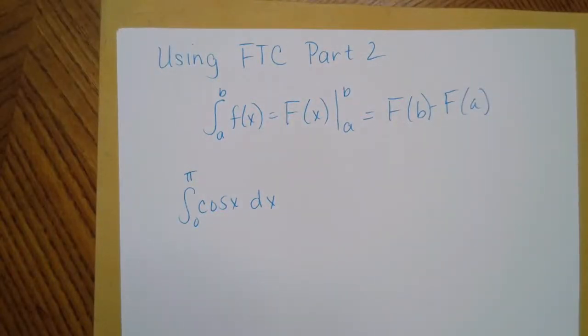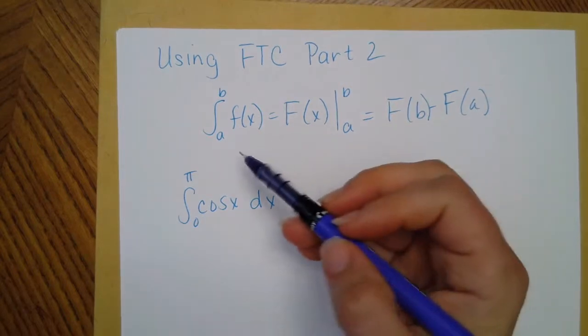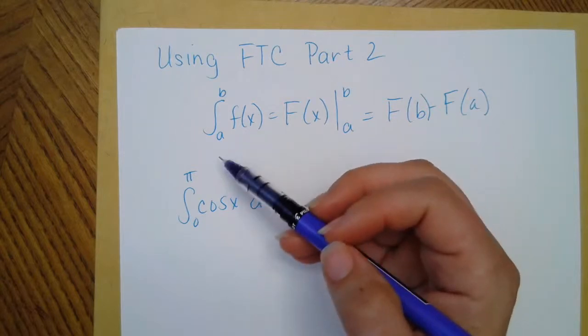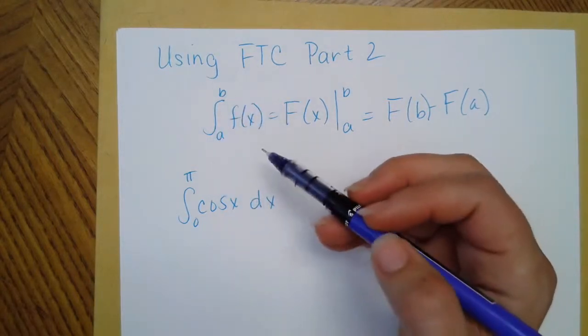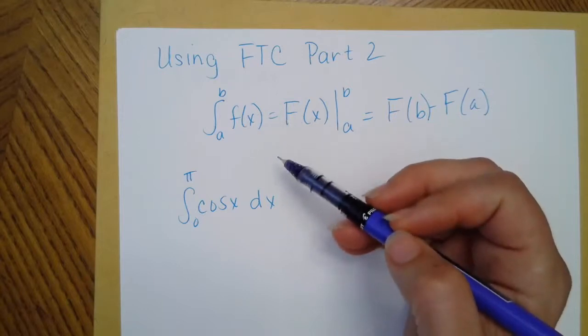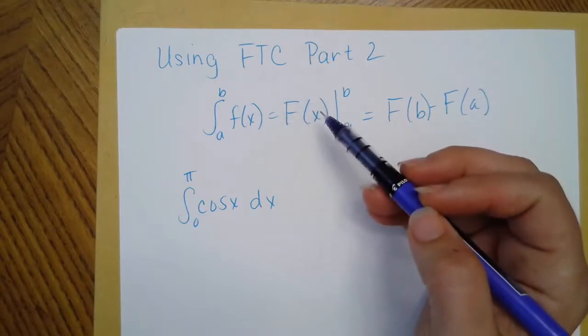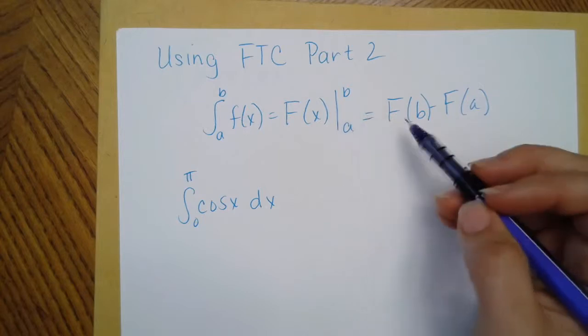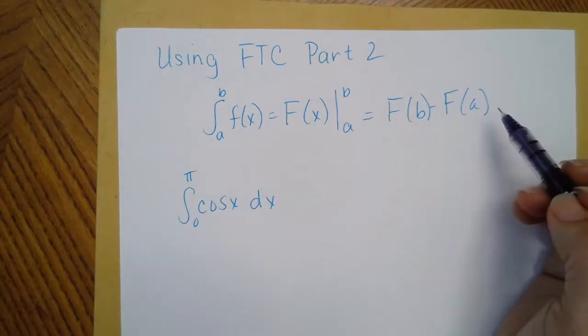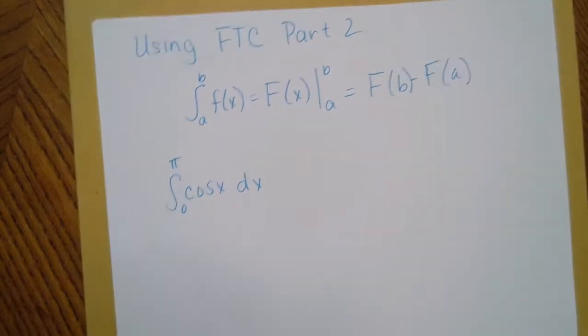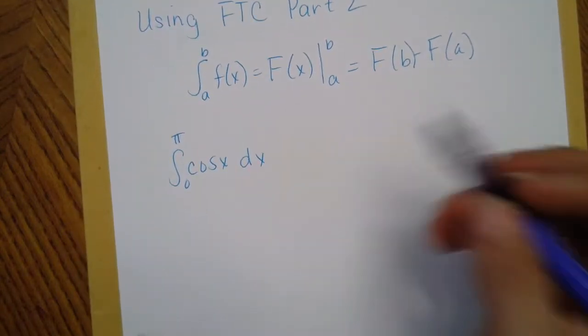All right, so today we are going to use FTC Part 2, which is a wonderful thing that tells us that the definite integral of f between a and b, which we can kind of think of as the area under the curve, can now be simply evaluated by finding the antiderivative capital F, plugging in b, and then subtracting a: F of b minus F of a. So we're going to use it and just get used to using it here.